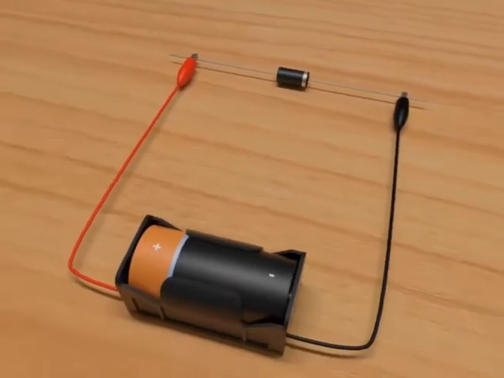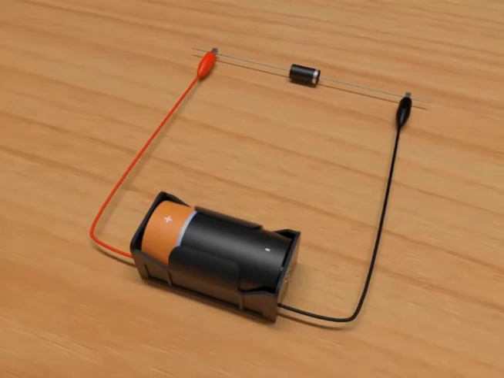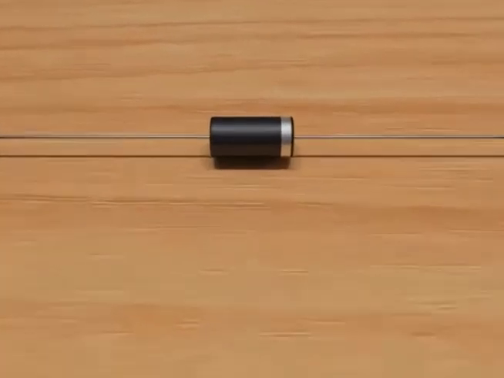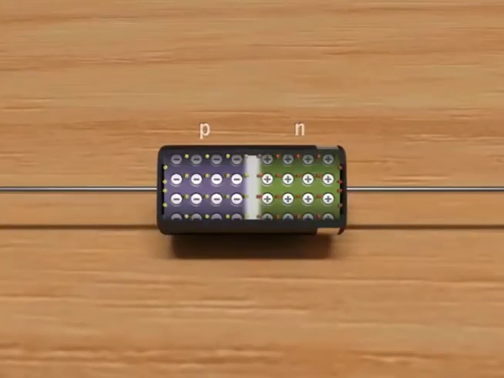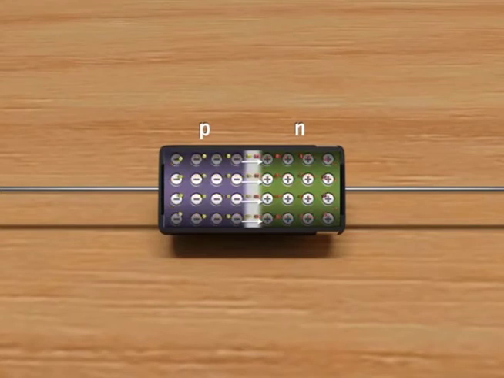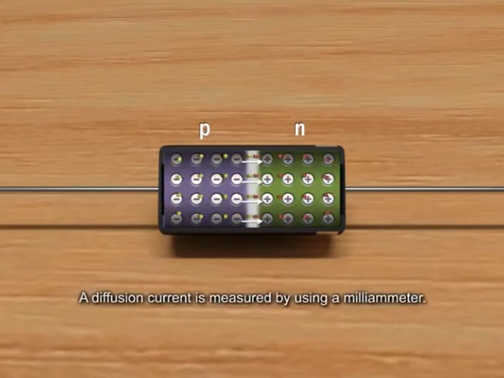In a forward bias, when a cell is connected across the diode, the n side of the semiconductor is connected to the negative of the cell, and p side is connected to the positive of the cell. Then, the barrier potential decreases, and due to the process of minority charge carrier injection, that is, the p side has holes and n side has electrons, produce a diffusion current which is measured using a milliammeter.